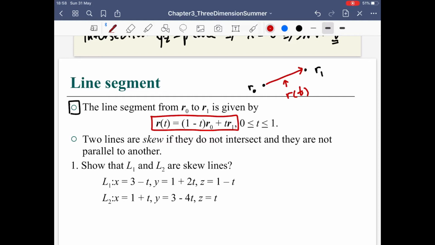So this one is the equation of the line segment. Let us call it R(t). This one will consist of (1 minus t) R0 plus t R1, and your t is between 0 and 1. So let us try to plug in. If your t is 0, then your R1 disappears and your t right here disappears. So you end up with R0, which is the initial point. If your t is 1, then this one is 0, and this is 1.